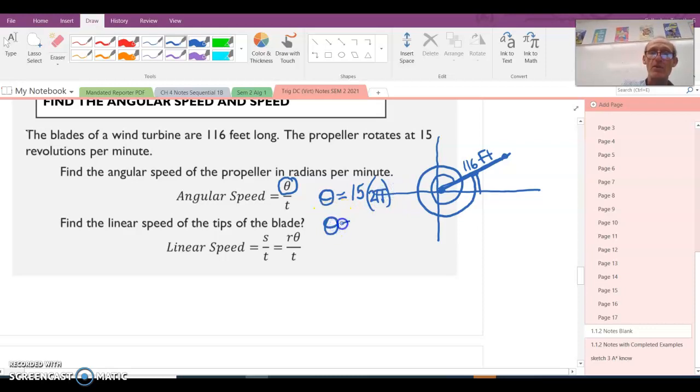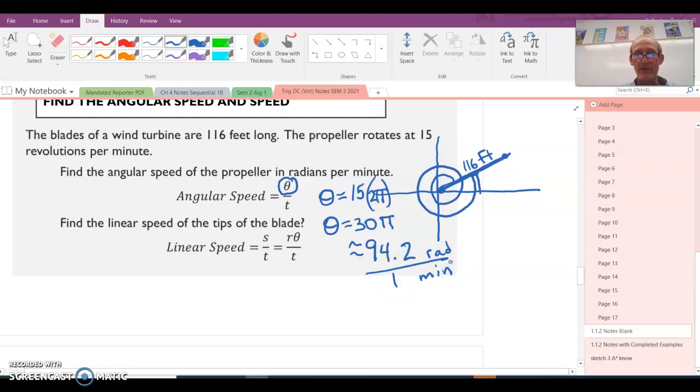Now that's 30 pi. And that is about, I'm going to guess it's about 100, but I'm going to put it into my calculator. So 30 times 3.14 is equal to 94.2. So 94.2 radians. All right? And that's per minute. So that's 94.2 radians per minute.